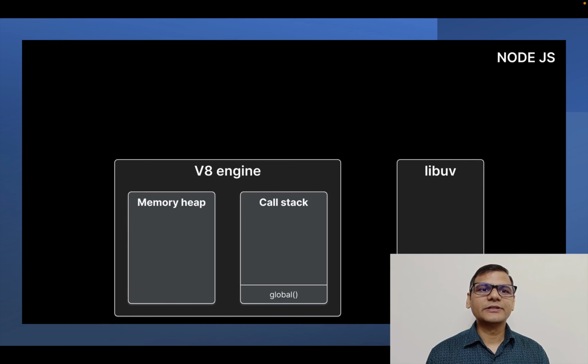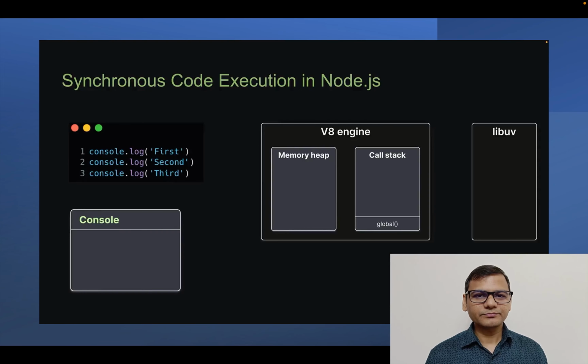Now we'll see the request. A request is a short-lived operation, and it is an operation over the handles. For example, the write request is used to write the data to a handle. Now let's see how synchronous tasks and asynchronous tasks get executed in Node.js.